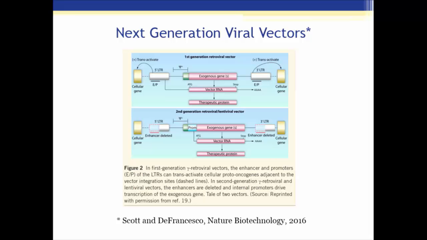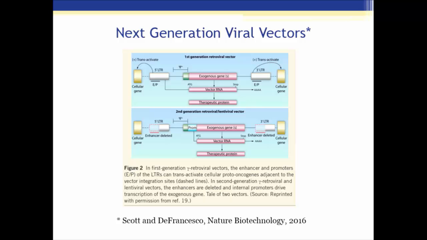So in the beginning, the first generation of viral vectors had enhancer and promoter regions in the LTR areas of the gene that when they integrated into the genome transactivated the adjacent genes.